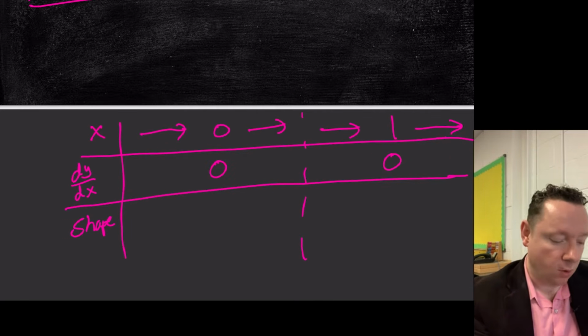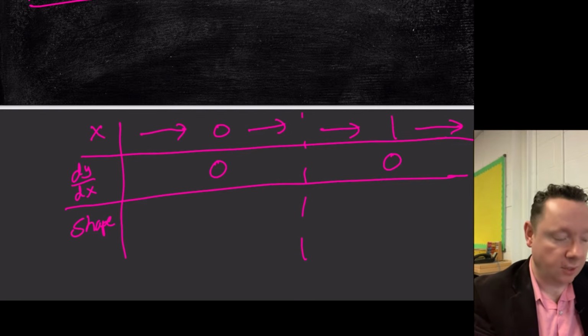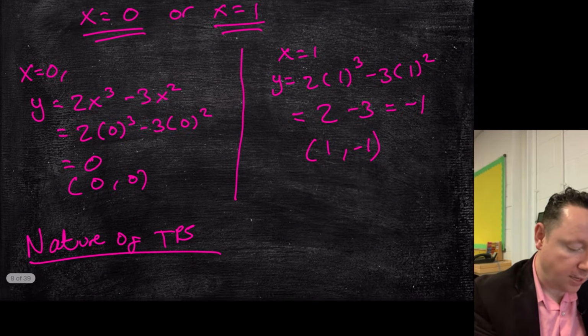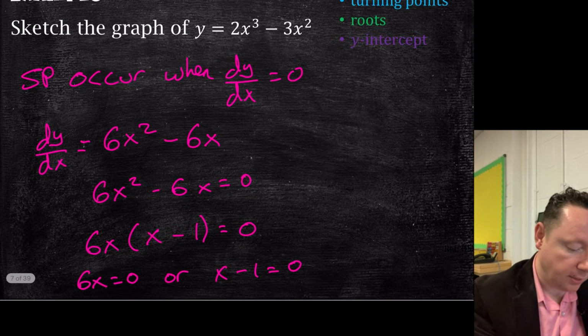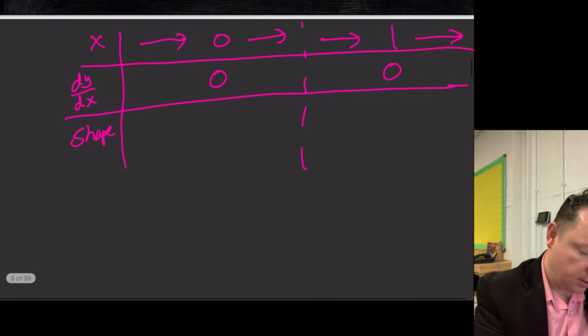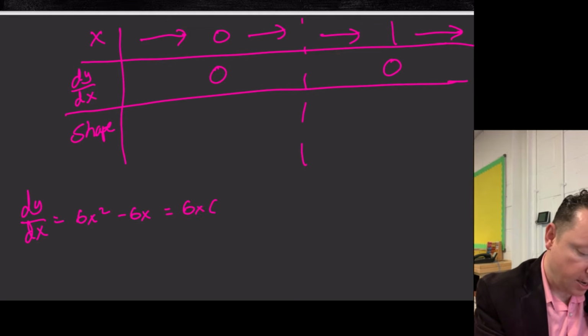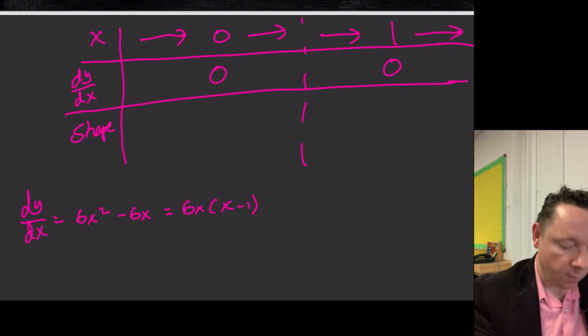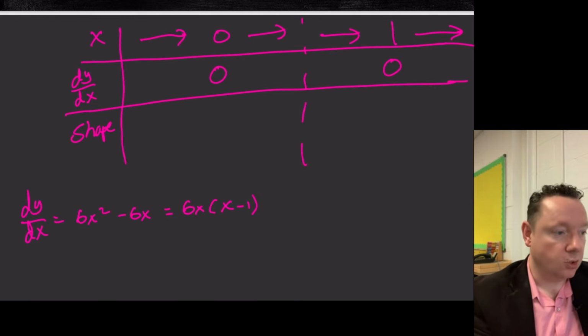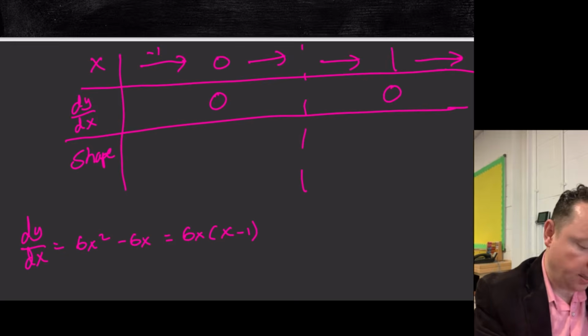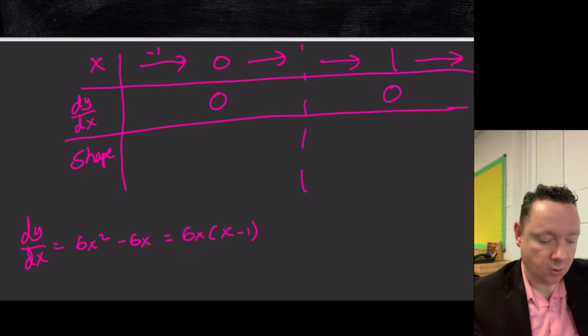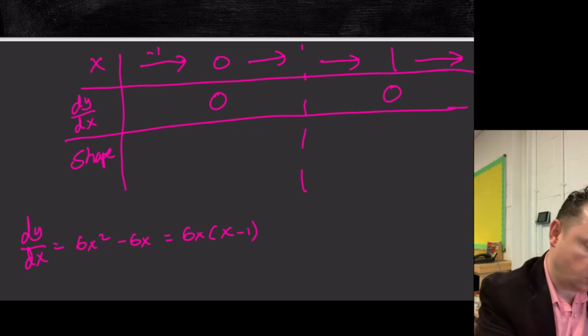And we just need to examine what happens when it's below 0 and above 0. If we pick a number for dy by dx, remember dy by dx is 6x squared minus 6x, or in factorized form 6x(x minus 1). If you pick a number below 0, you can see if it's positive or negative. If I pick minus 1, I get minus 6 times minus 2, that's positive. So the derivative before 0 is positive.